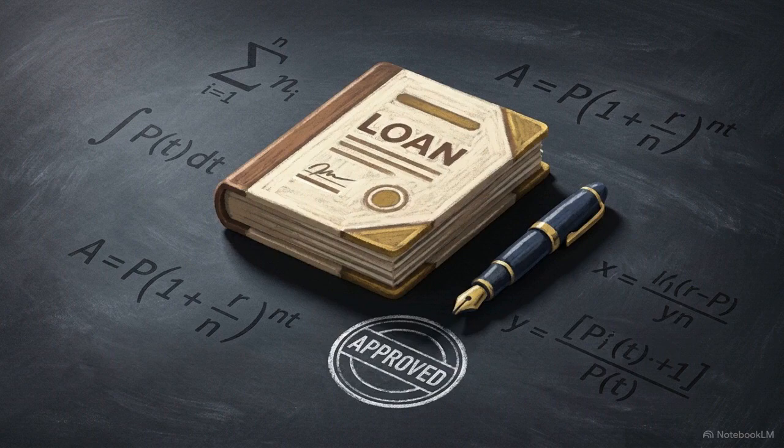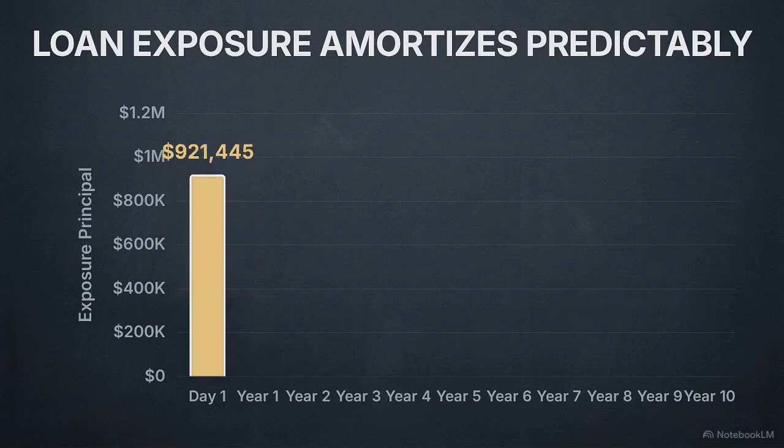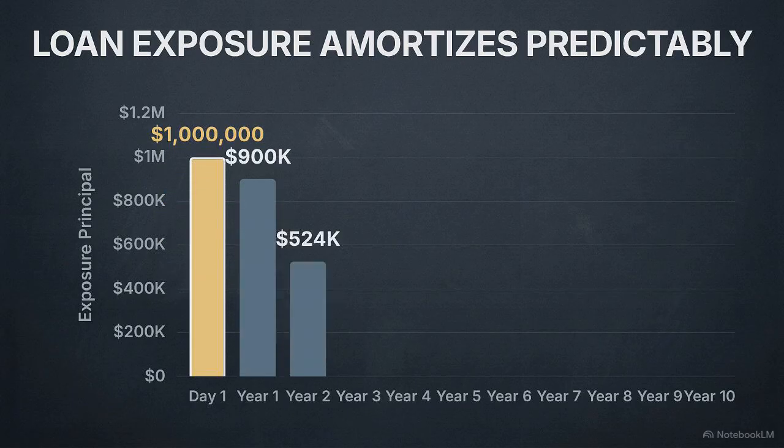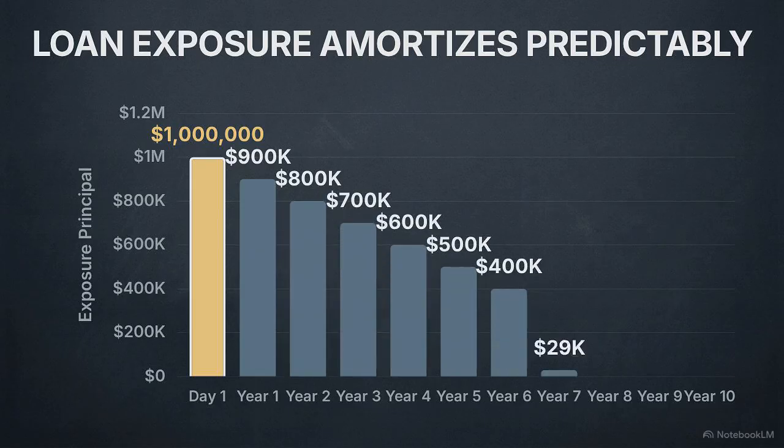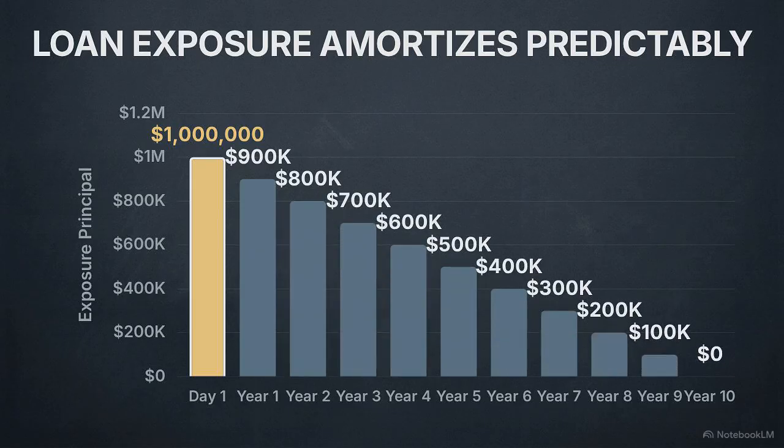When a bank underwrites a traditional term loan, the credit exposure is a fixed, known quantity at origination. You lend $1 million, and your maximum day-one exposure is exactly $1 million. The principal slowly amortizes on a set schedule.